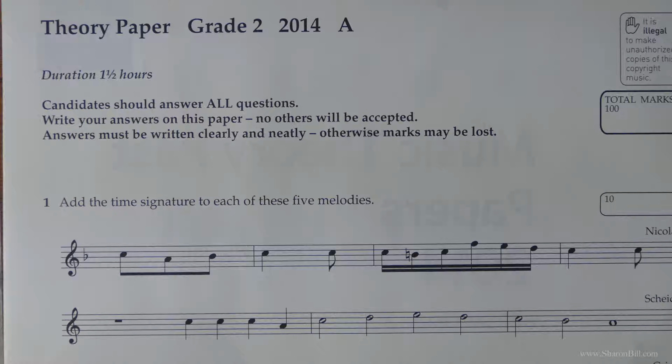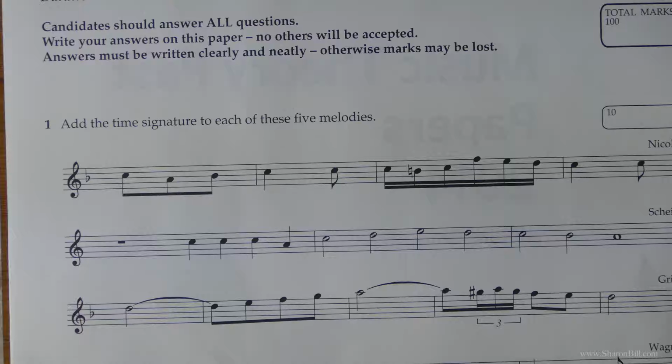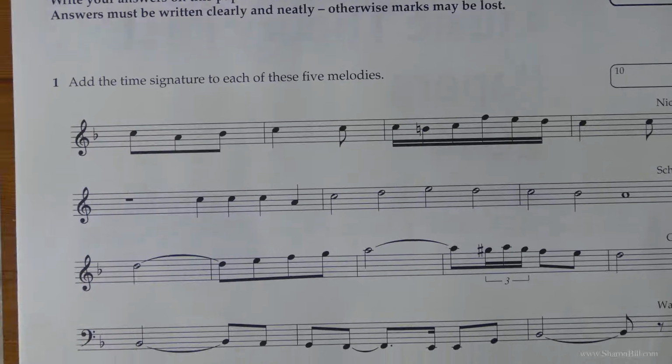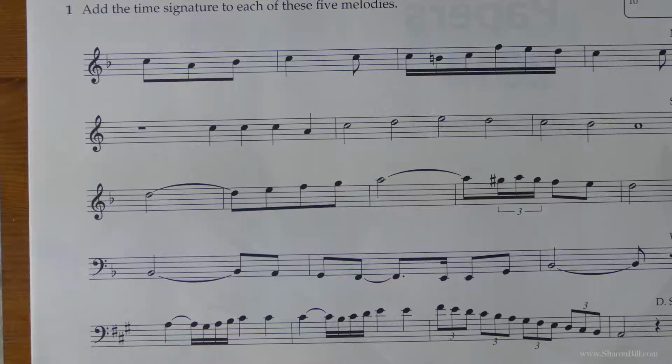So we'll just work through these papers as a revision exercise and then we'll just address the couple of changes as we go along. So then, question 1 asks us to add the time signature to each of these 5 melodies. So we're going to have 1, 2, 3, 4, 5 different time signatures.